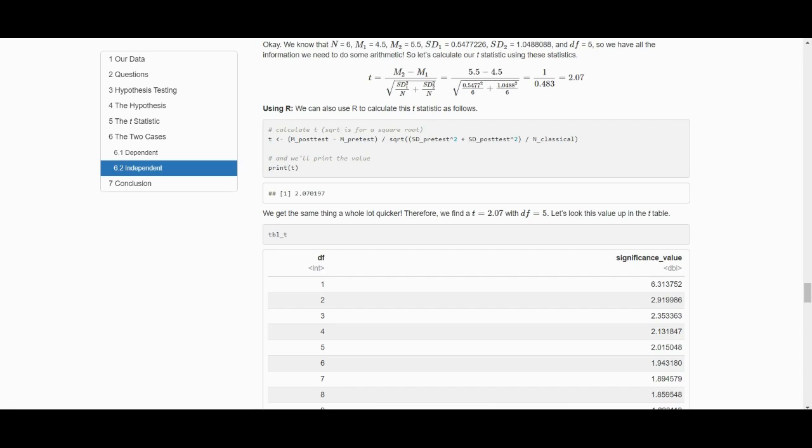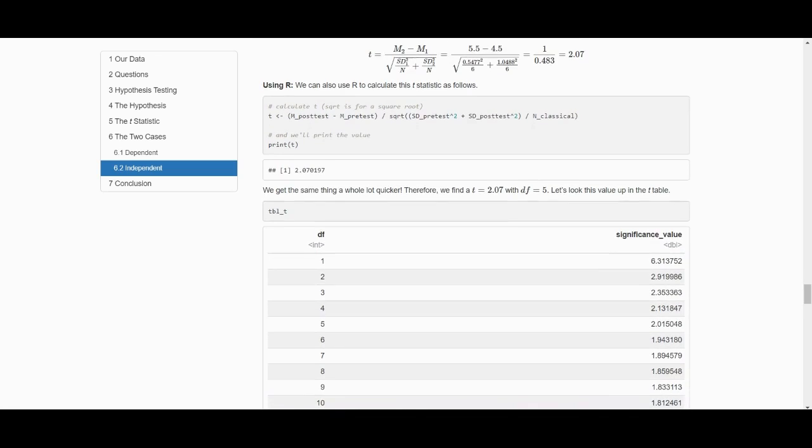So let's calculate our t-statistic using these stats. Well, since we're looking at a dependent sample, we can use the formula that we found above and input our values. Post-test well-being was 5.5, pre-test well-being was 4.5. So we subtract those, get 1. And now, again, we take the standard error, which is almost a weighted average of the standard deviations. We get 0.483. Well, this gives us a t-value of 2.07. So that's great. We've just done that by hand.